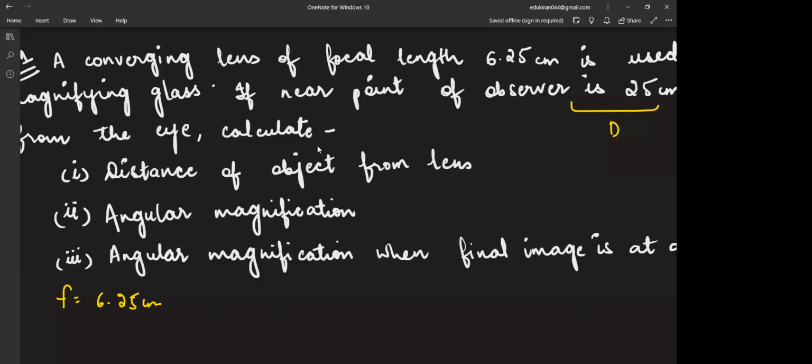Calculate the distance of object from the lens. If near point of observer is this, it is giving you a hint that the image is formed as in the first case, at the least distance of distinct vision. So image distance will be minus D, that is minus 25 centimeters. The question will not give you the minus, you have to put it. So the first part is asking you to calculate object distance, right?